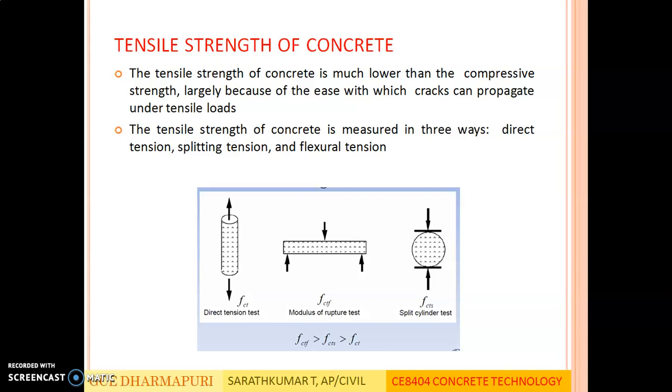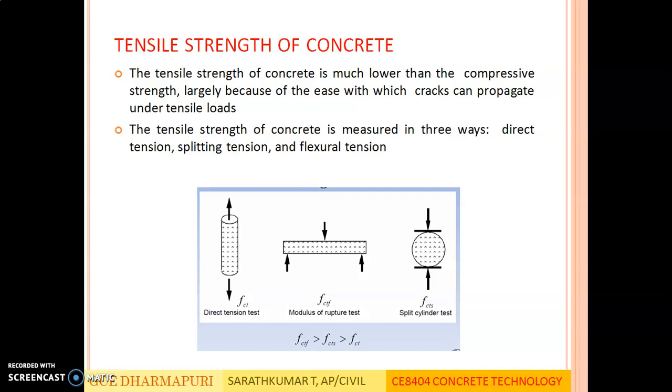The next topic is the tensile strength of concrete. The tensile strength of concrete is calculated in three ways. One is a direct way and the other two are indirect ways. The tensile strength of concrete is much lower than the compressive strength, largely because of the ease with which cracks can propagate under tensile loads. The tensile strength of concrete is measured in three ways: direct tension, splitting tension and flexural tension. Direct tension is the direct way of calculating the tensile strength of concrete, whereas splitting tension and flexural tension are the indirect ways.